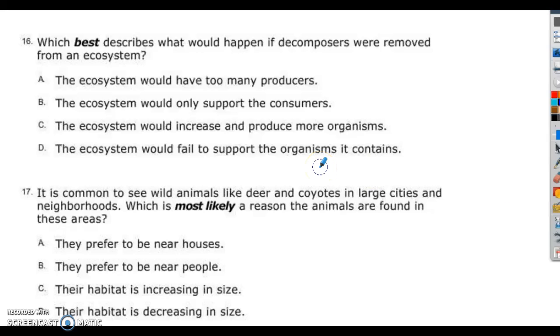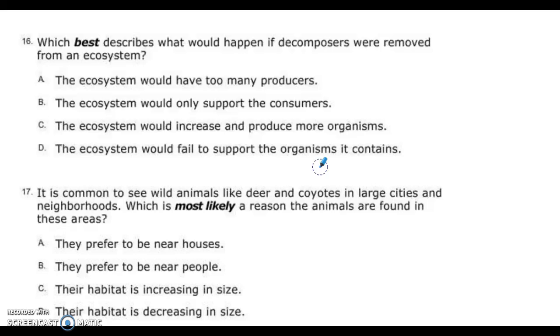So again, we're really working on breaking down these questions. Our test is tomorrow. You're going to have access to all of this, so you can go home and look at these videos and remember how we're looking at these questions and breaking down the key components of each one. When I look at number 16, we've done this all week. What's one of the first, and there's more than one, important words you see in the sentence: what best describes what would happen if decomposers were removed from an ecosystem? What are some important words in that question that we need to highlight and talk about?